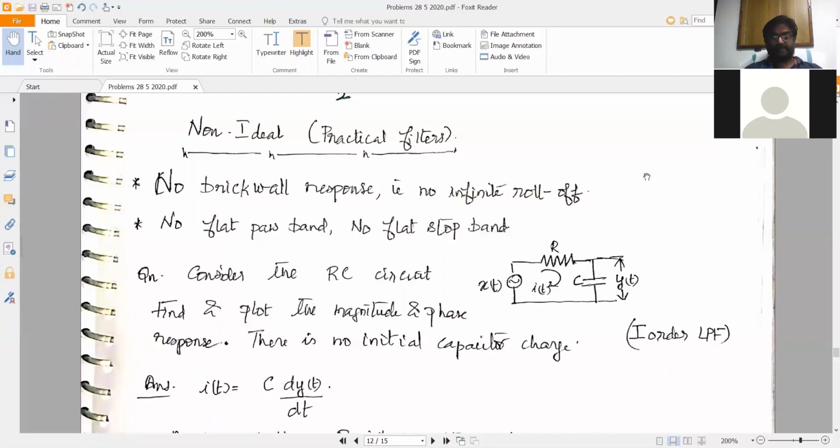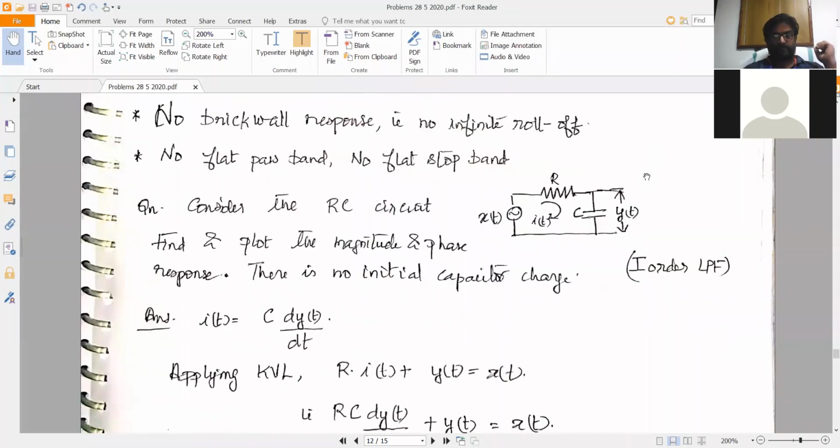So now let us consider two examples here. I will discuss two examples. One is the first order low pass filter, and the second is the first order high pass filter. The first order low pass filter is shown here, which is just this RC circuit.